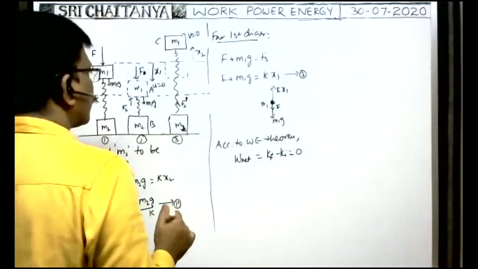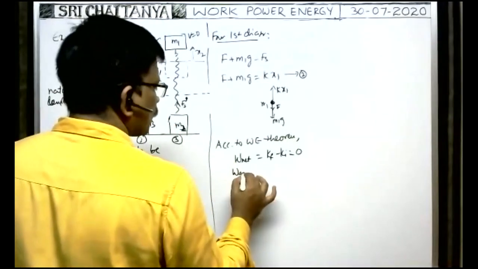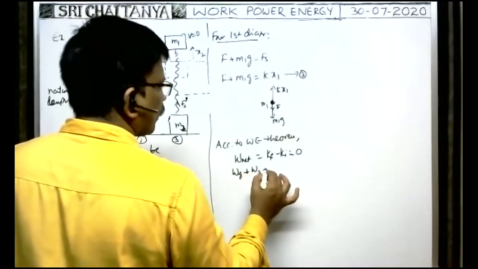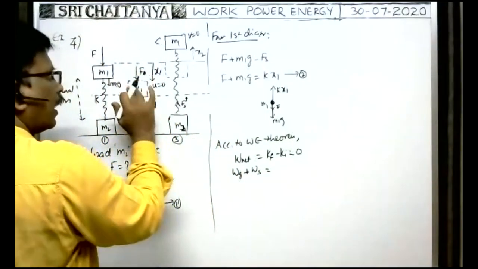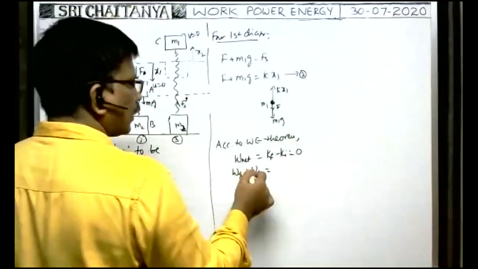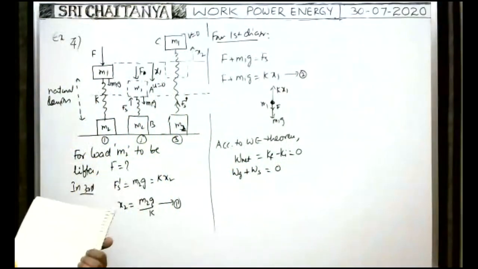What is the net work done? Net work done means here work done by gravity plus work done by spring force also. These are the only two works, because the spring pushes the block upwards and the block raises against the gravity. That is equal to 0. What is the work done by gravity?